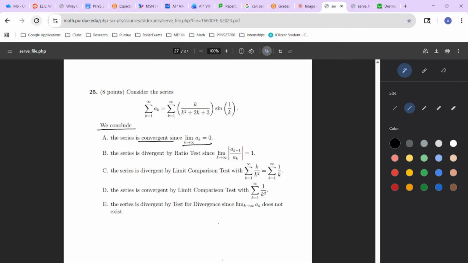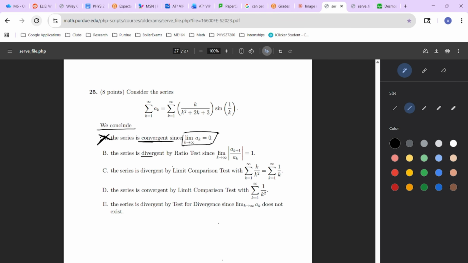Right off the bat, we should probably cross this out as a possible answer choice because just because the terms approach 0 does not mean that the series converges. In fact, you look at something like the harmonic series, and you already know that this series diverges. So we can cross A off the list. Nothing is guaranteed by the terms approaching 0.